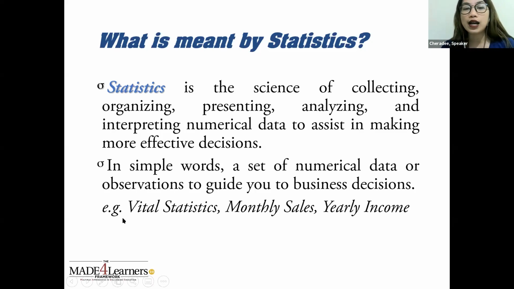So examples are vital statistics. So even your body is in the form of statistics. If you are going to design, for example, a chair or a table, you need to get the anthropometric measurements of your users. So if you are designing it for Filipinos, then the height of the chair and the width of the chair is different compared to American users. So basically, you gather data for a certain purpose.